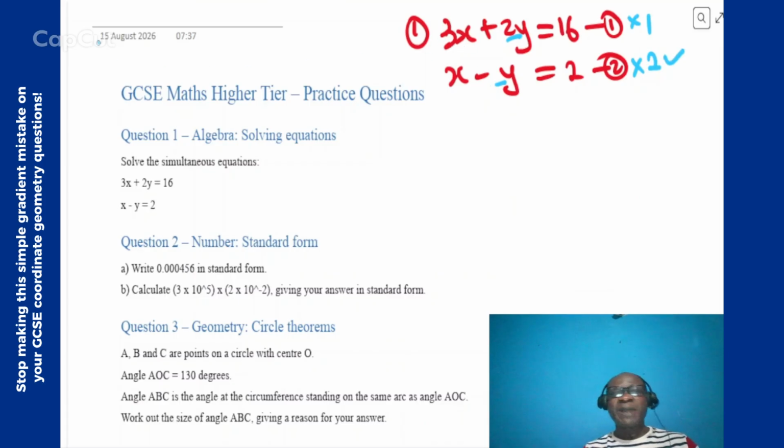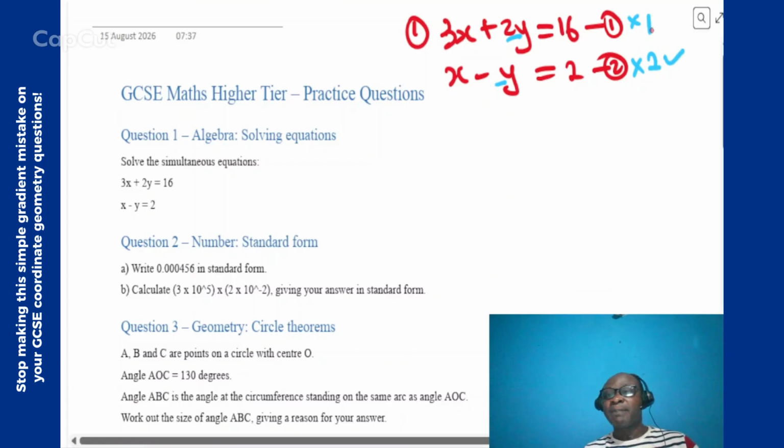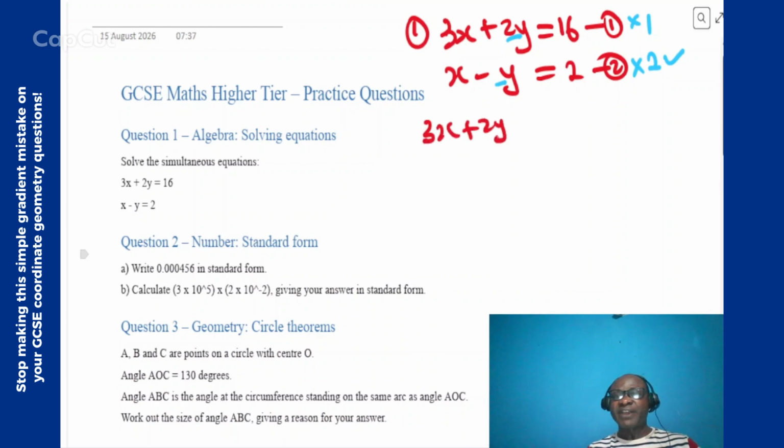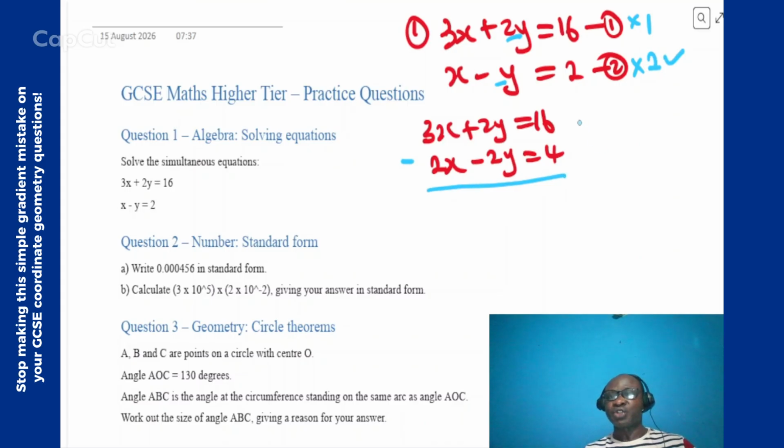Now, if I multiply the first one by 1, it will still give me exactly what the equation has given to me. That is this. And if I multiply the second one by 2, I will get 2x minus 2y equal to 4. Do you agree? Yes, sir. This time around, I can now do equation 1 minus equation 2. That means 3x minus 2x will give me x.